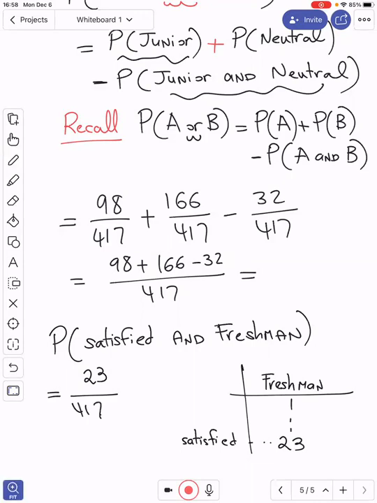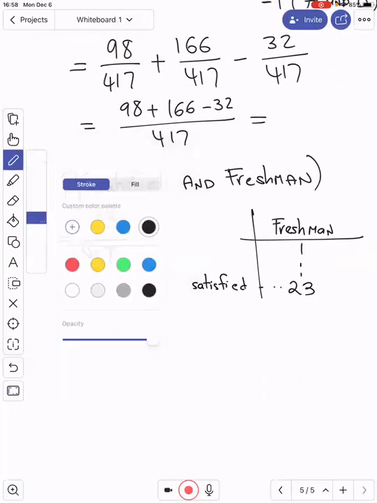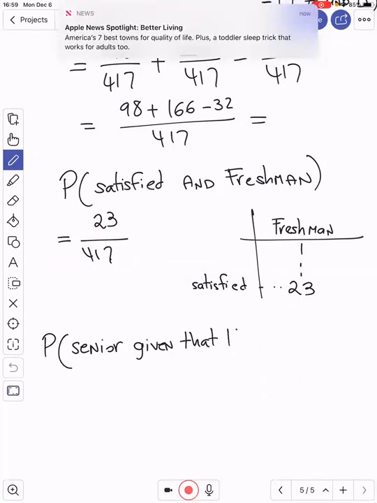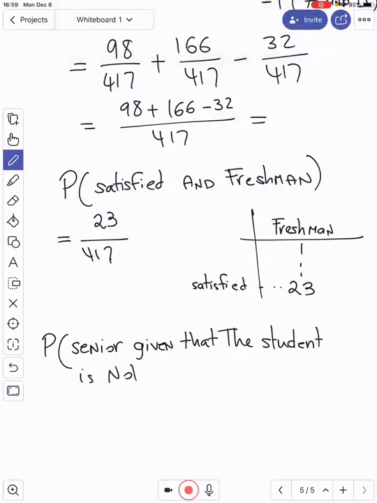Last one. That's the probability that the student is senior, given that the student is not satisfied. The student is not satisfied. Oh, sorry, is not satisfied here. Is not satisfied. Right? So the student, it's not a random student, it's a student who's not satisfied, right?